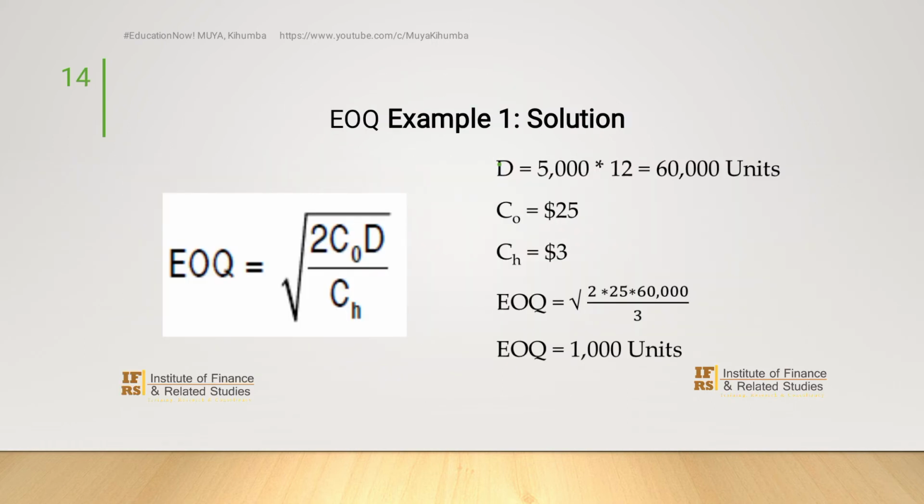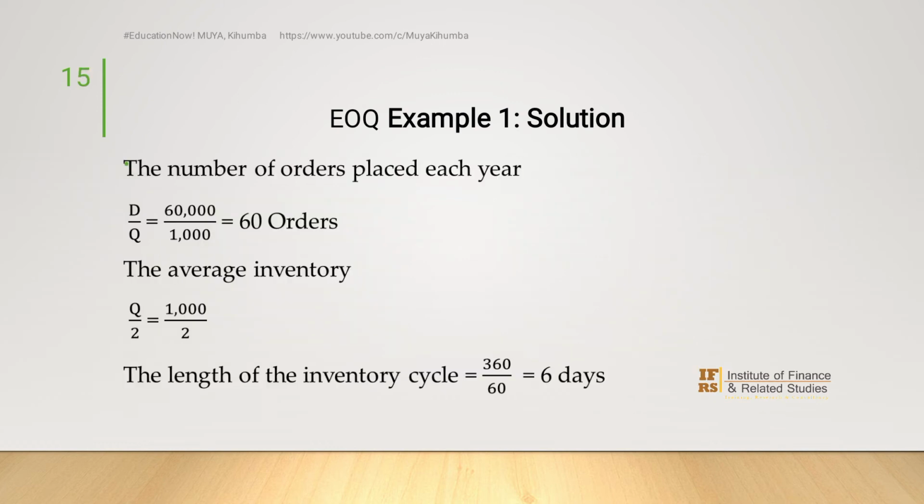So let's look at the solution. As always, you must write down your formula. EOQ is the square root of 2 times CO times D over CH. D is 5,000 times 12, so our annual demand is 60,000 units. We've been given our ordering cost as 25 and holding cost as 3. Therefore, the EOQ is 1,000 units. The Q, 1,000, is the inventory level that will minimize total cost. And the relevant costs here will be the holding cost and the ordering cost.